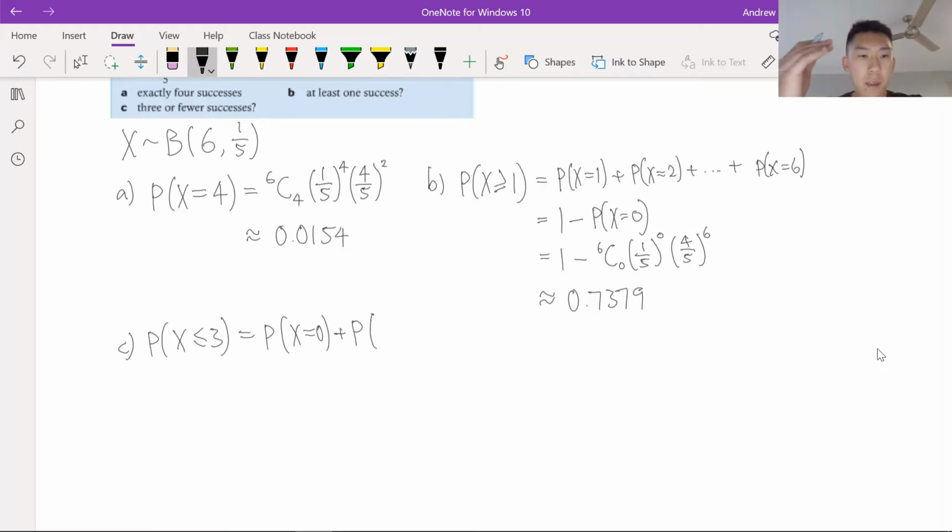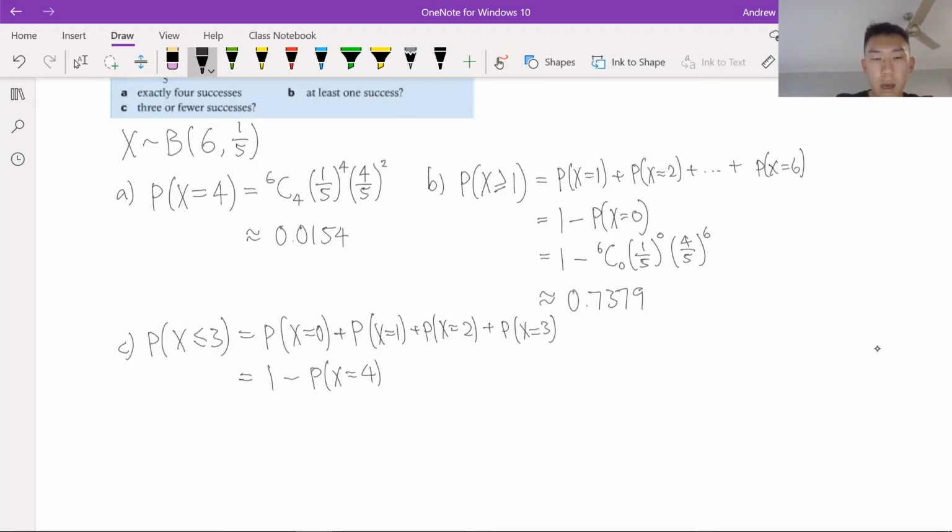We have the probability that x is less than or equal to 3 will equal the probability that x is 0, plus the probability that x is 1, plus the probability that x is 2, plus the probability that x is 3. Or we can do 1 minus the probability that x equals 4, minus the probability that x equals 5, minus the probability that x equals 6.